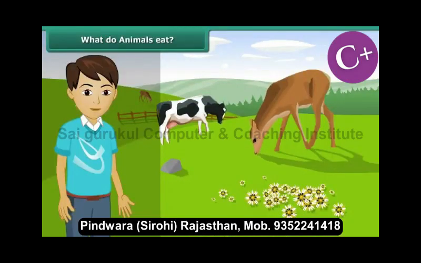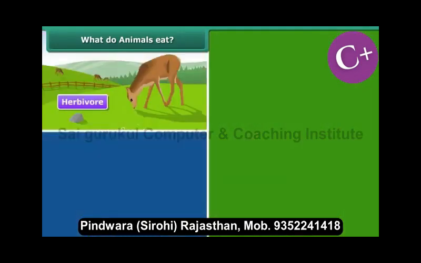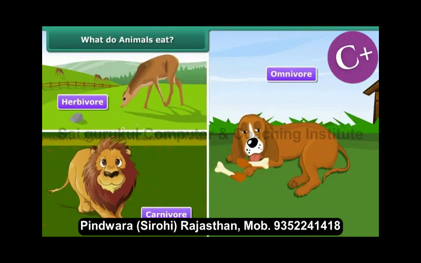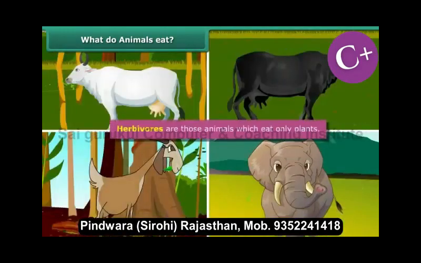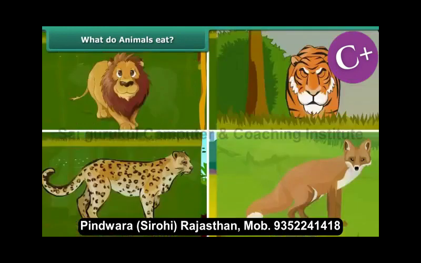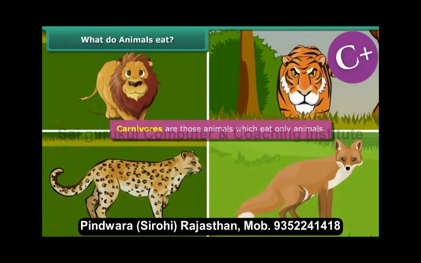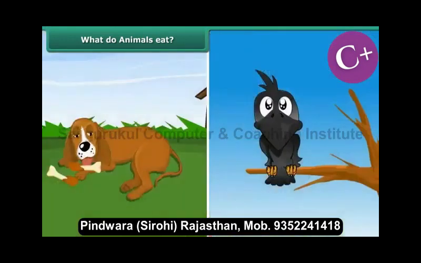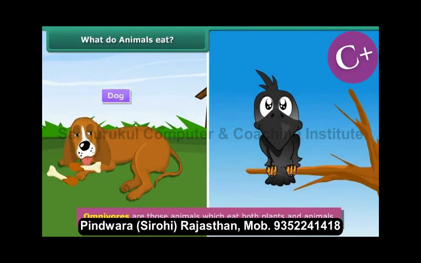What do animals eat? Do you know that there are three types of animals on the basis of the nature of food they eat? They are herbivore, carnivore, and omnivore. Herbivorous are those animals which eat only plants. Example: cow, buffalo, goat, elephant, etc. Carnivorous are those animals which eat only animals. Example: lion, tiger, jaguar, jackal, etc. While omnivores are those animals which eat both plants and animals. Example: dog, crow.